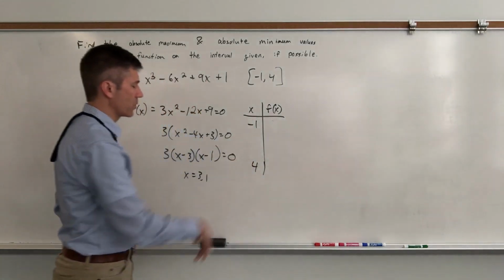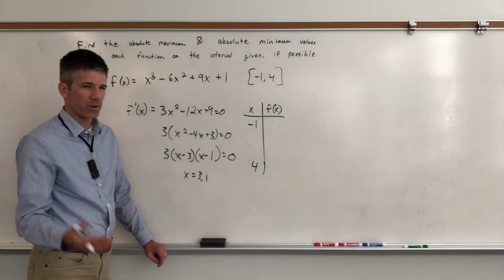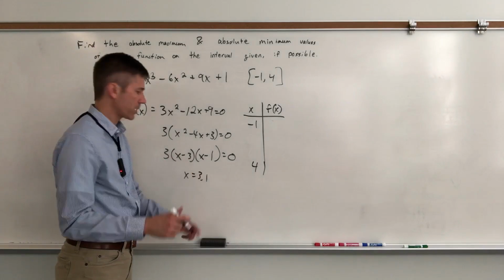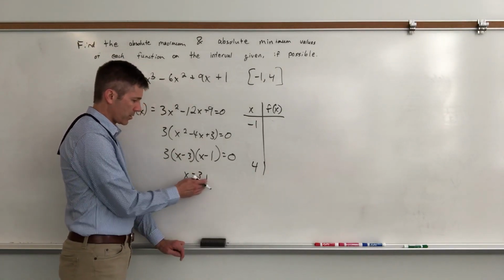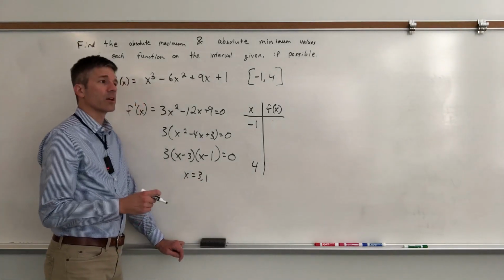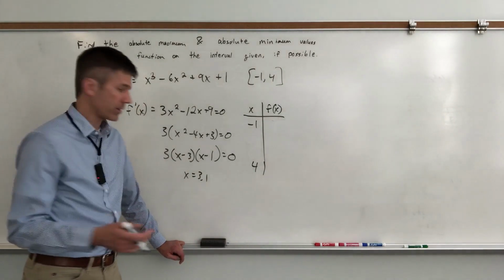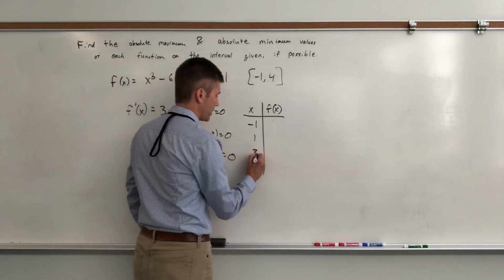I'm going to just put these in order. It's best if you do. Not wrong if you don't, but it's best if you do. It's a little more organized. And then the other possibilities, the other places where I could have a critical value, and that would be 1 and 3.